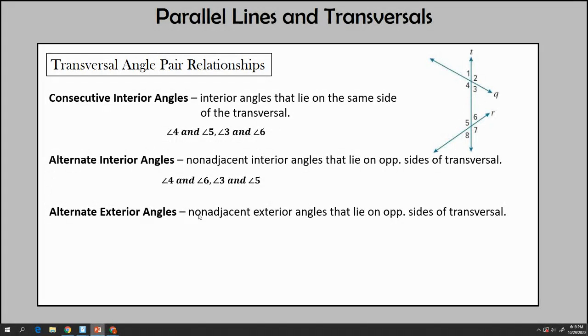Alternate exteriors. Now go to your exterior angles 1, 2, 7, and 8. Alternate means opposite sides of the transversal. So our alternate exteriors would be 2 and 8, and 1 and 7.